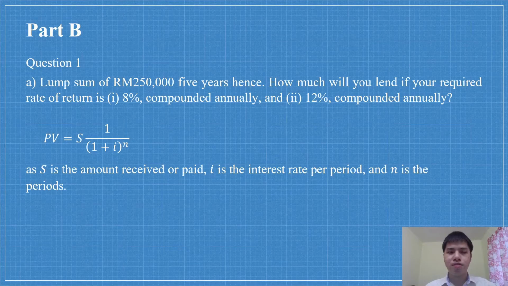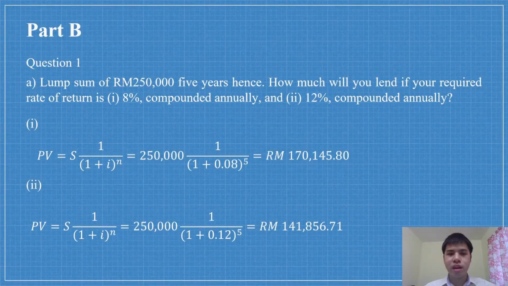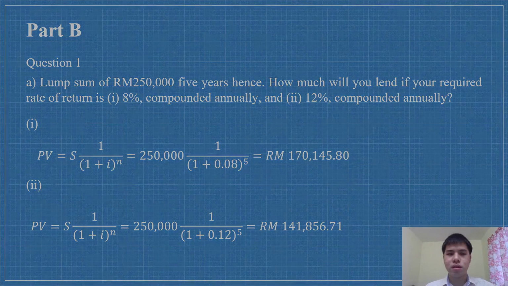So using the formula PV equals S multiplied by 1 over (1 plus i) to the power of n, whereby S is the amount received or paid, i is the interest rate per period, and n is the number of periods, we can determine the money we can lend out. Therefore, by substituting the relevant values into the equation, for the first situation, the PV equals 170,145 ringgit and 80 cents, while in the second situation, the PV is 141,856 ringgit and 71 cents.